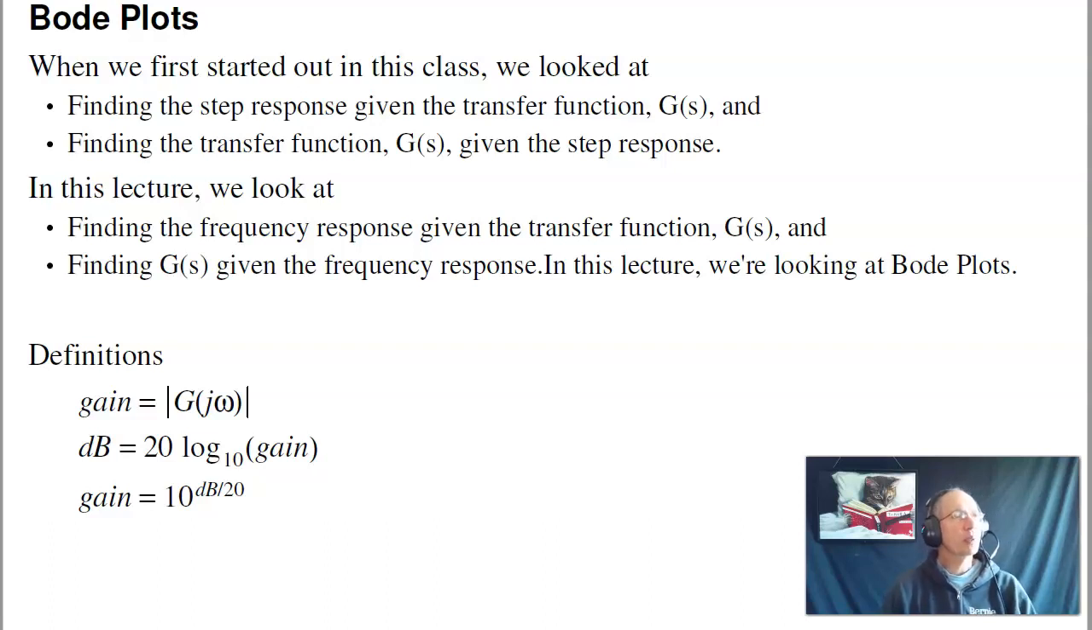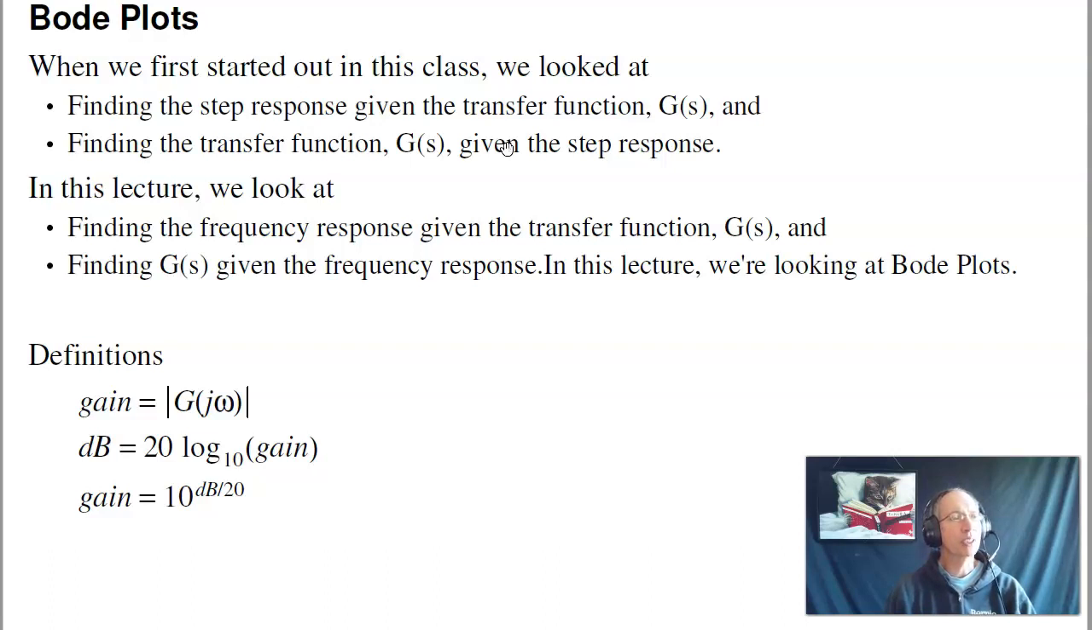Recalling what we did initially, back at the start of the semester when we had a plant G of S, we looked at how to find the step response of a system given the transfer function. And we also looked at going the other way around. Given the step response, find the transfer function. And to do that, we looked at dominant poles, 2% settling times, percent overshoot, things like that. We're going to do the same thing here.